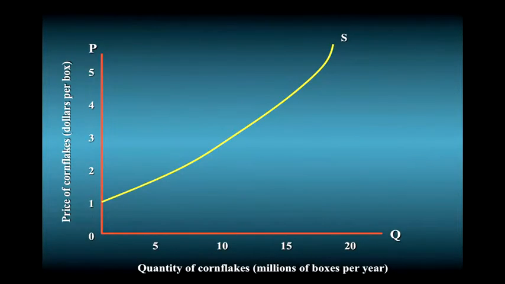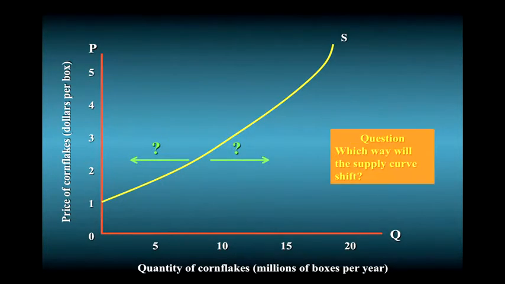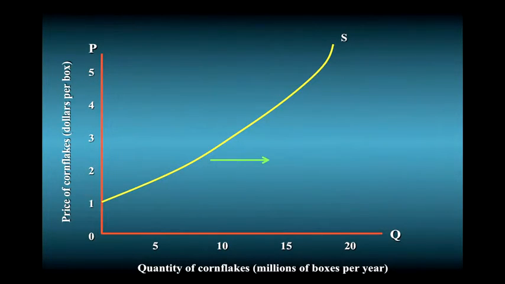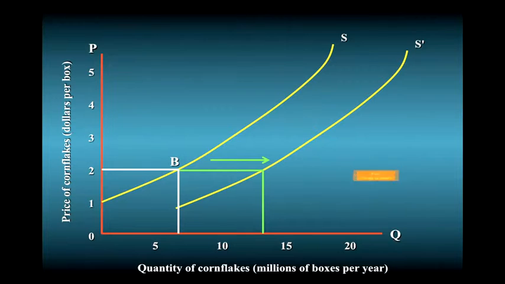Suppose your company comes up with a new, cost-saving, computerized process for making cornflakes. What do you think will happen to the supply curve? That's right, it will shift outwards, meaning that for a given price, say at point B, supply increases. This is a change in supply. And remember, this is different from a movement along the supply curve from a change in price.